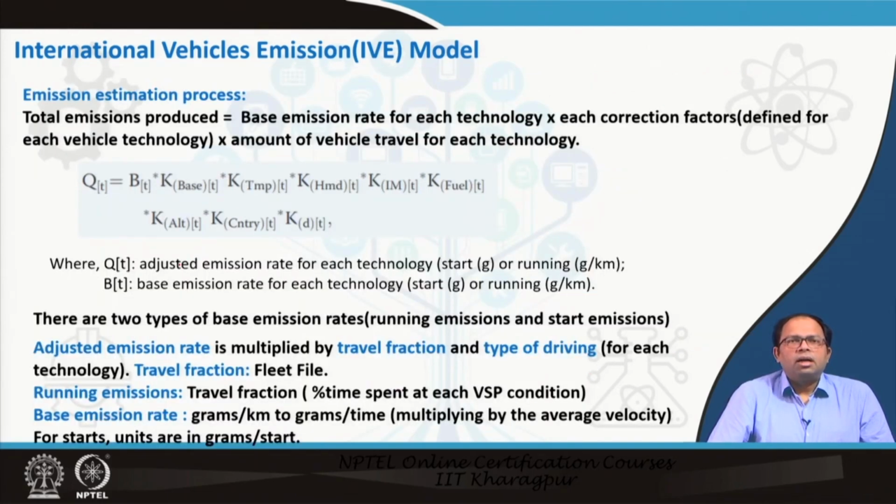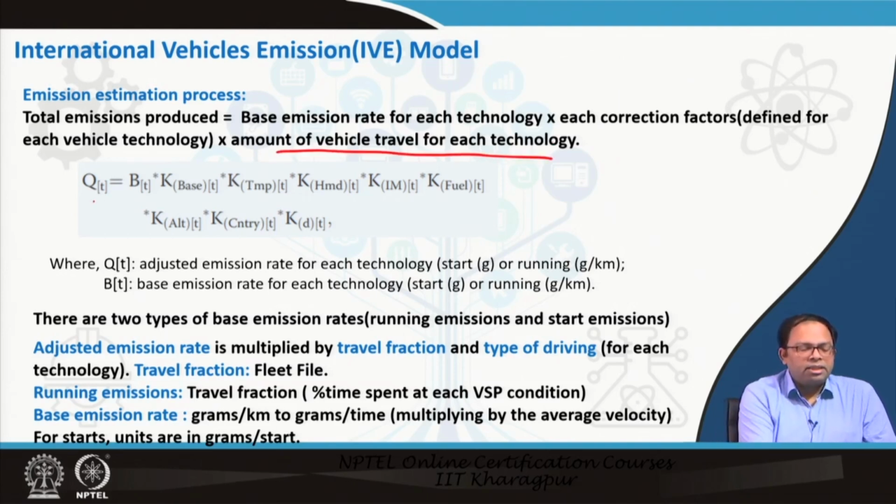So the basic formula for this model is: total emission produced for a particular area is the base emission rate for each technology. There are approximately 700 technologies, each a combination of vehicle type, engine, and fuel type, and so on. So there are around 700 options to choose from, and a base emission rate for each of these options, then a correction factor defined for each vehicle technology. So we also apply correction factors, and then the amount of vehicle travel for each of these technologies.